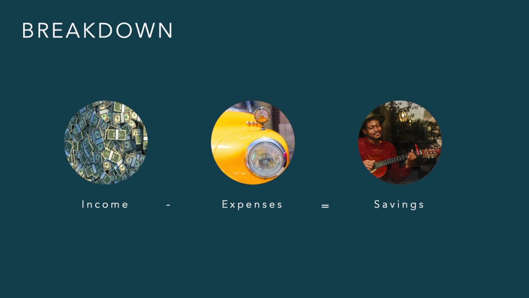So let me break this down. We have three main components. We have the income, expenses, and savings. It's a very simple formula. Income minus expenses equals savings. So in order to increase your savings, you need to either increase your income or reduce your expenses. What to actually do with the savings, I'll be talking about it later in another video.